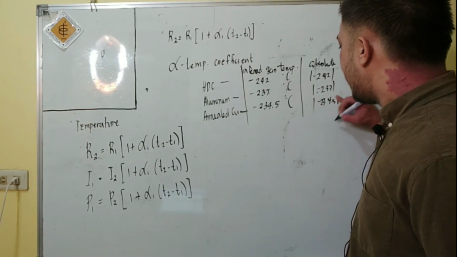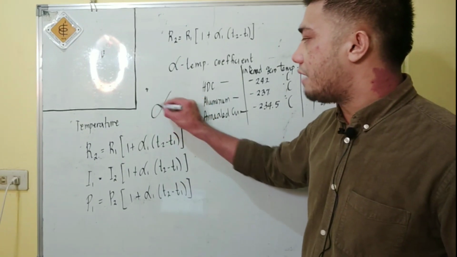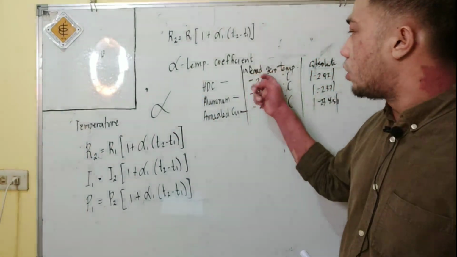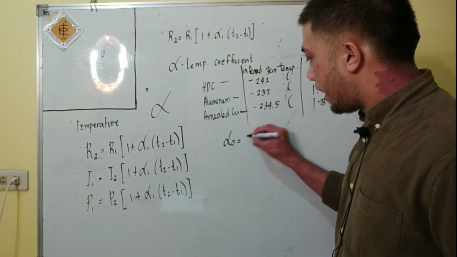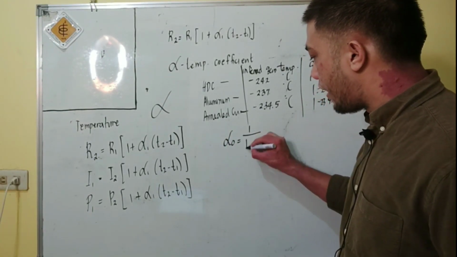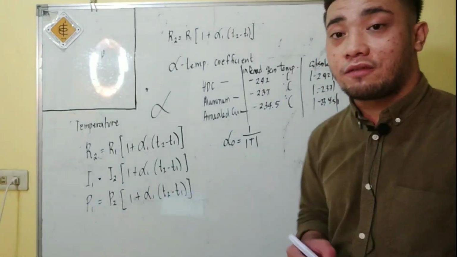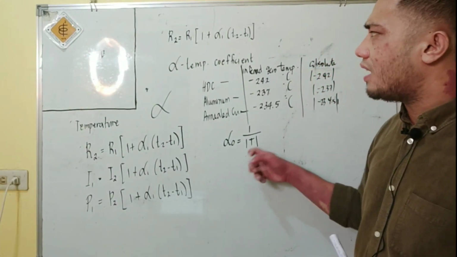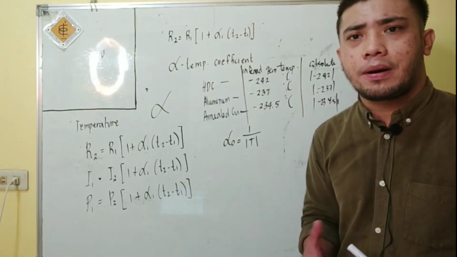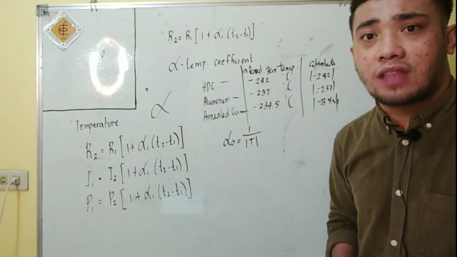And take note that this resistivity or this alpha is at 0 temperature. So definitely you can get alpha 0, which has a formula of 1 over the absolute value of the inferred 0 temperature. So this is very simple. But what if I'm going to get another temperature coefficient at a certain value of temperature?